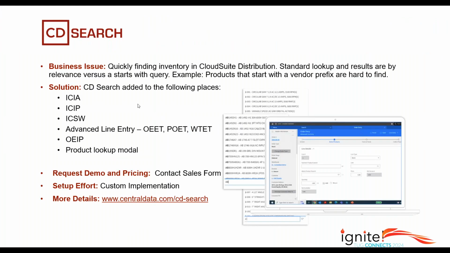Now, the next one is probably the most popular thing we've ever built, which is around search. So if you're using search because you came from a previous version of SX, or even if you're new to CSD, you've had some frustration with how quickly you can find inventory.